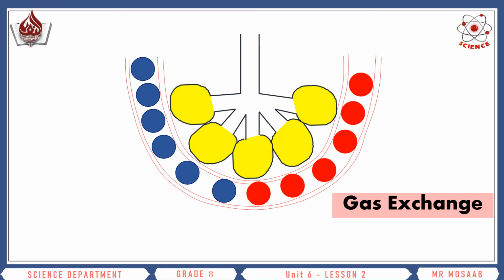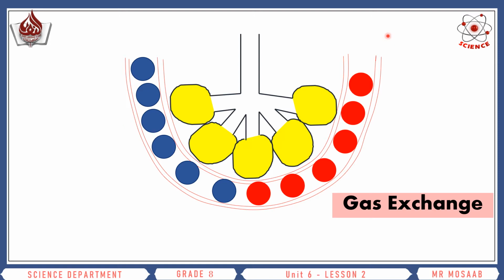Let's see. This is an alveoli structure. This one is an alveolus. All of this is an alveolus. The singular one is alveolus, and all of them are called alveoli. And this is the blood which is moving through the capillary.